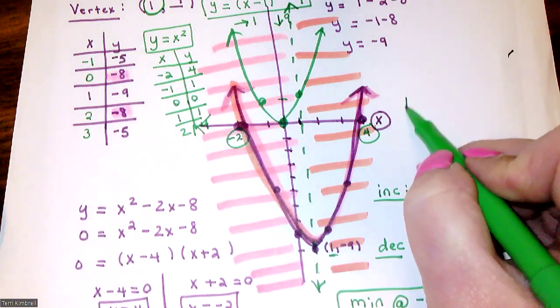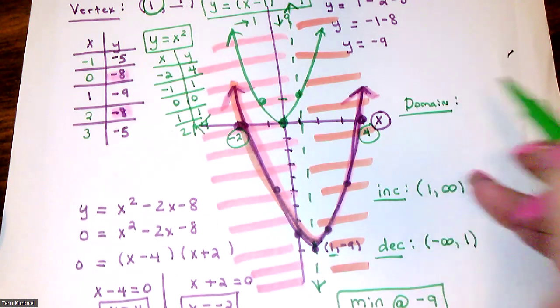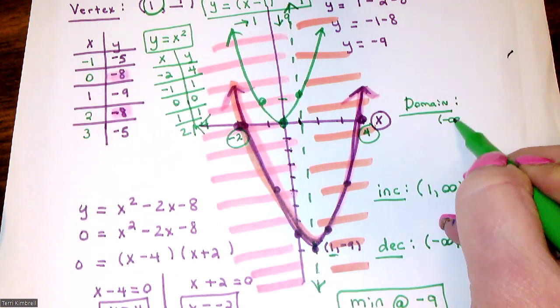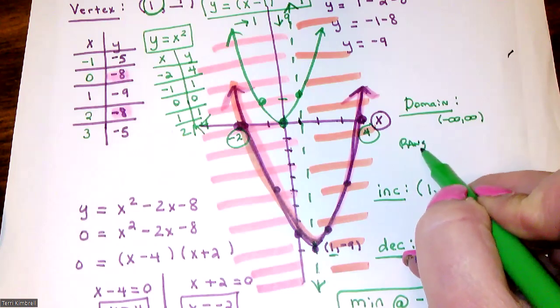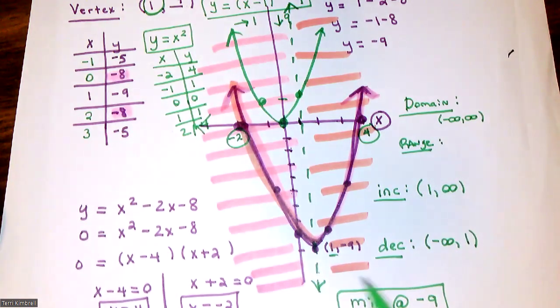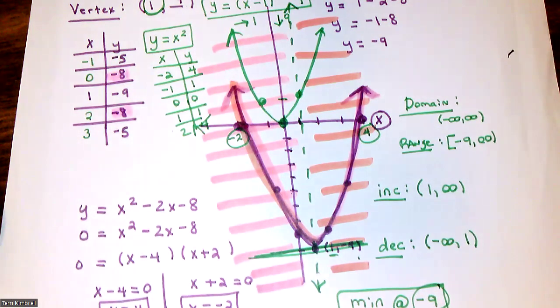So the last thing is remember that your domain, you can put any number in for x. So it's negative infinity to positive infinity. But your range is what you get out. That is your output. And if you notice right here, that is your lowest value because -9 was your minimum. So after that point, your y's get bigger. You do want to bracket your -9 because -9 is included. Remember, your infinities are never bracketed, okay?